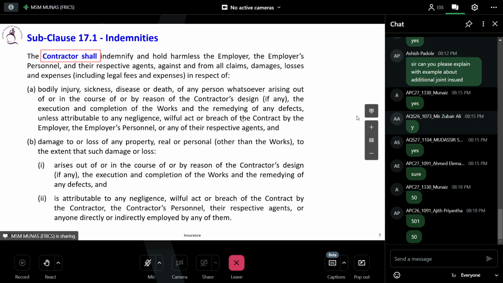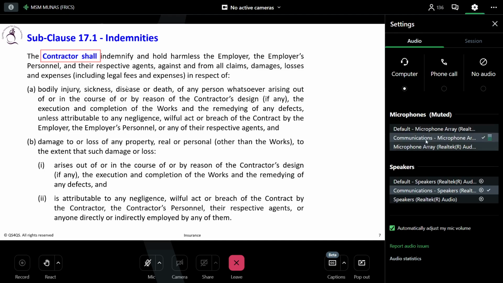But there are exceptions given here. If the employer or the employer's agent does anything through negligence or purposefully, the contractor doesn't bear any responsibility for it.